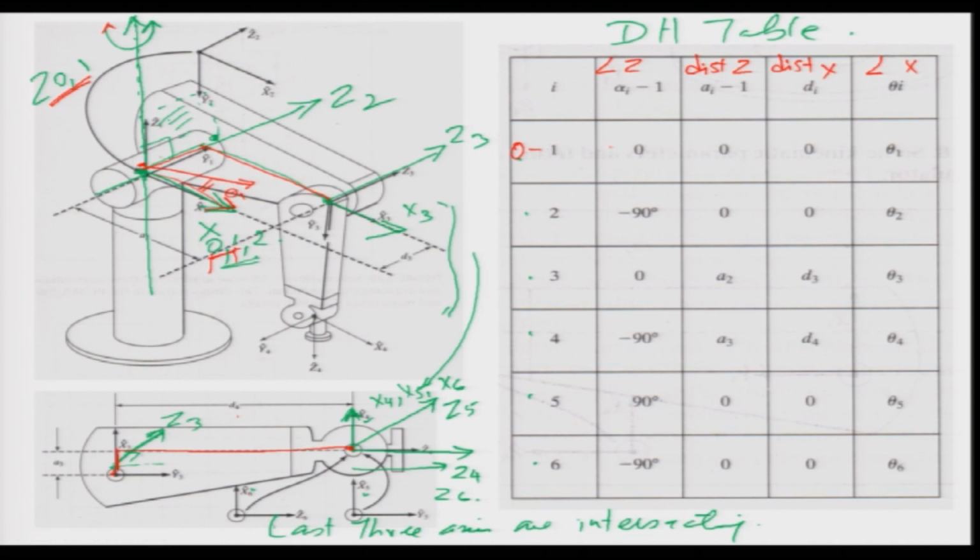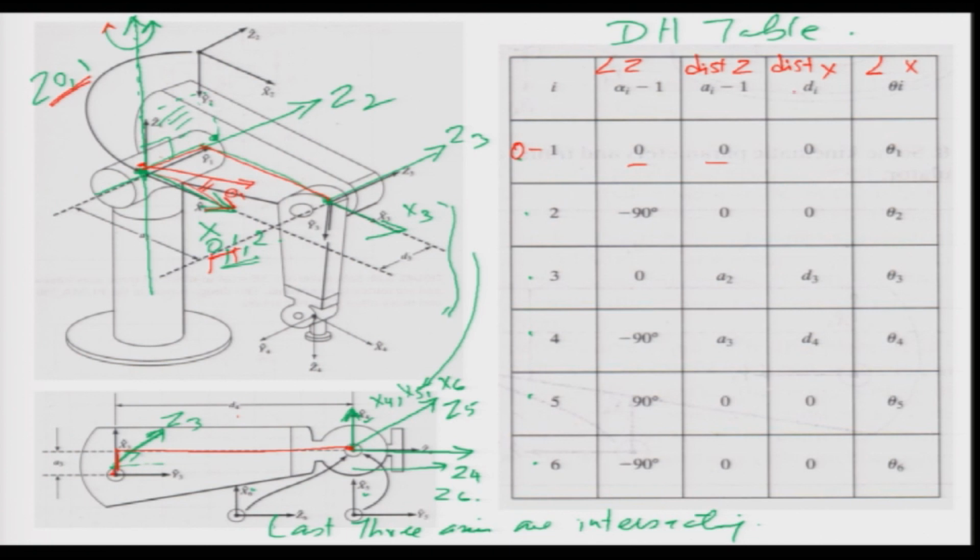So, for the 0 and 1 frame, what is the angle between the z? It is the same axis as you can see here. So, there is no distance between them, and there is no angle between them. So, essentially the angle is 0. Now, if you look at the distance between the z axis, again it is the same axis, there is no angle between them, and there is no distance between them. So, it is 0 there.